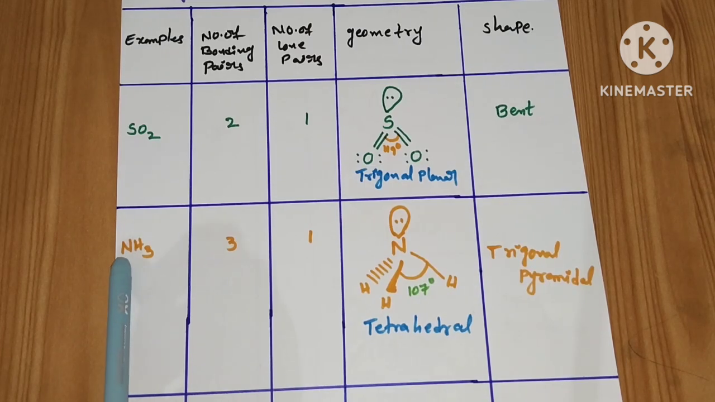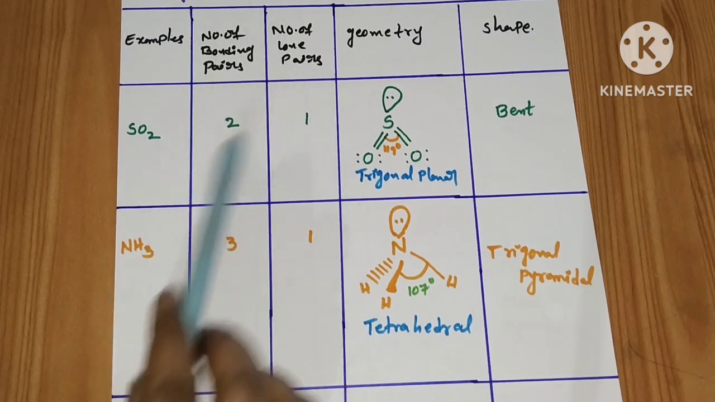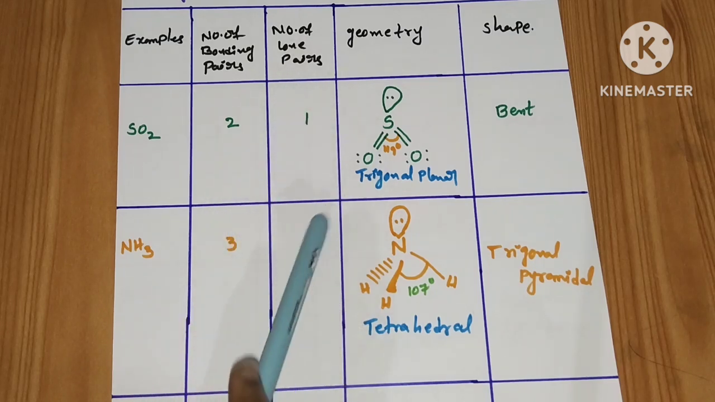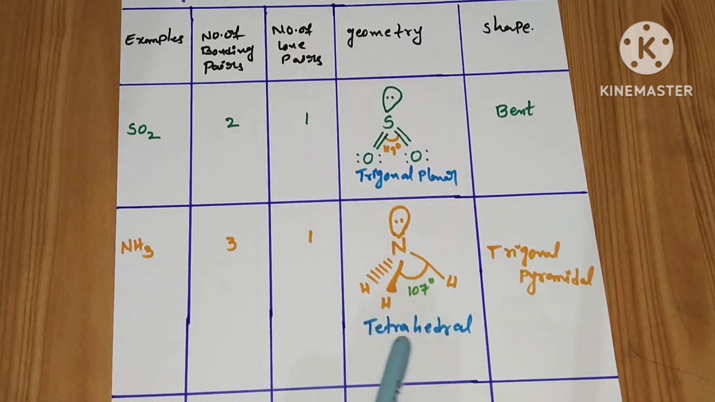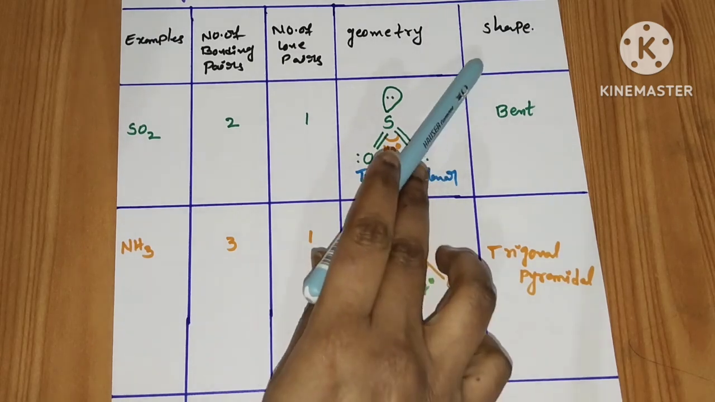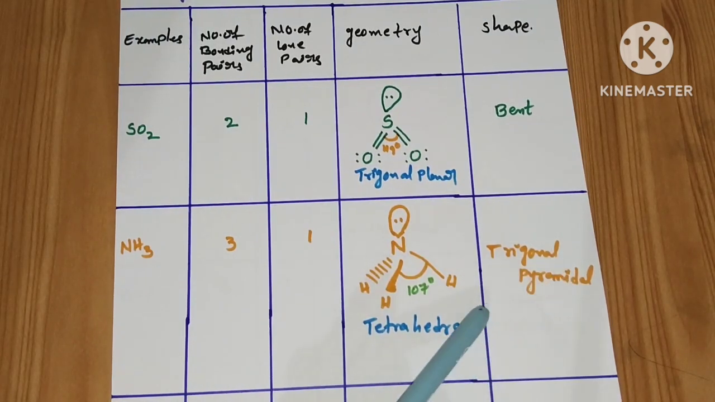Next example, NH3. Here the central atom is nitrogen. Nitrogen is bonded with 3 hydrogens. So bonding pairs 3 and lone pairs 1. Here the geometry of the molecule is tetrahedral and the shape of the molecule is trigonal pyramidal.